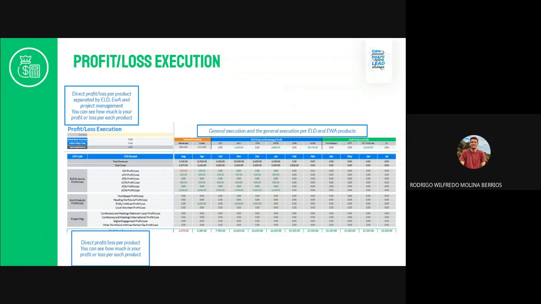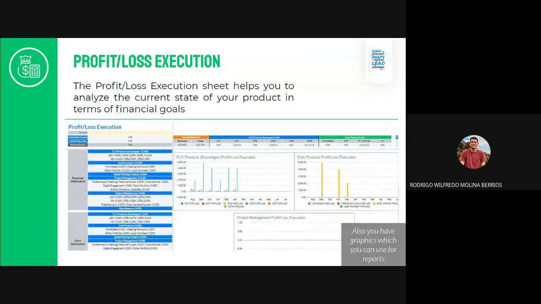On the top of the chart, you can see the general execution and the general execution per ELD and EWA products, and you can check the direct profit and loss per product, and you can see how much is your profit and loss per each product. You can also see the profit and loss execution sheet helps you to analyze the current state of the same products in terms of financial goals.